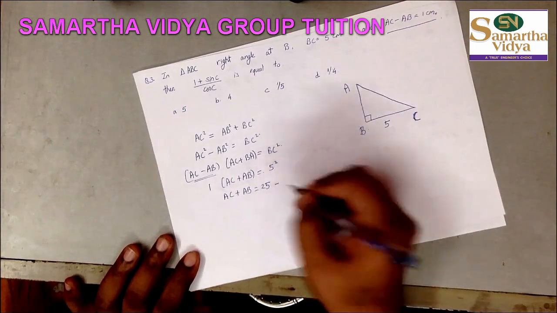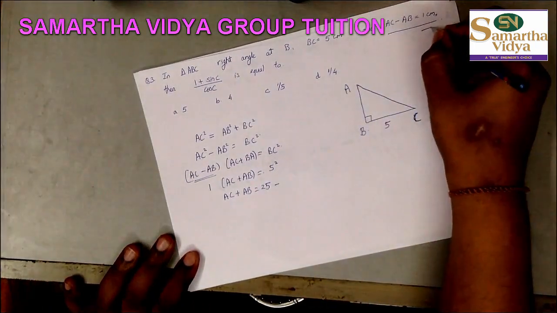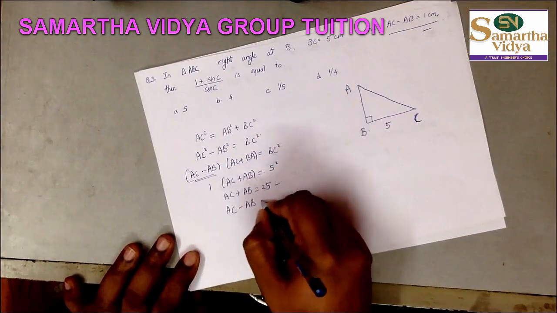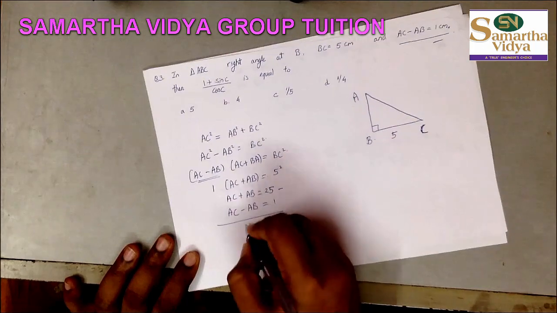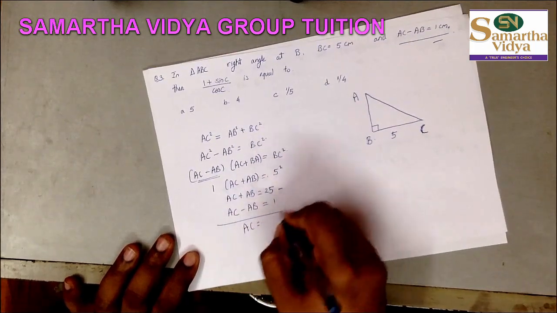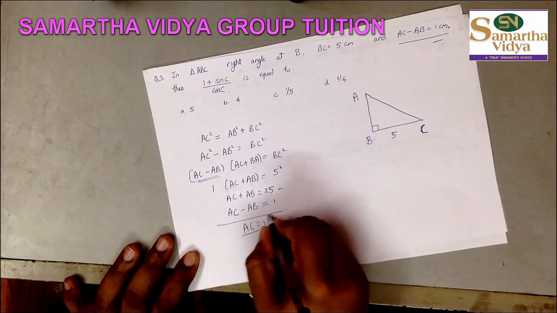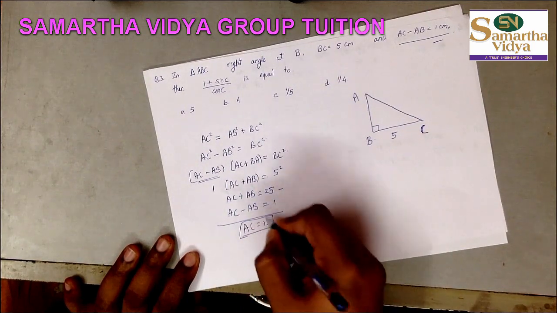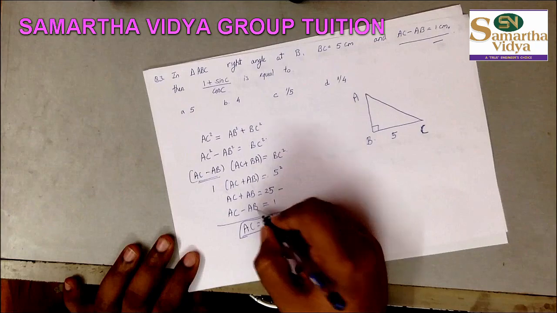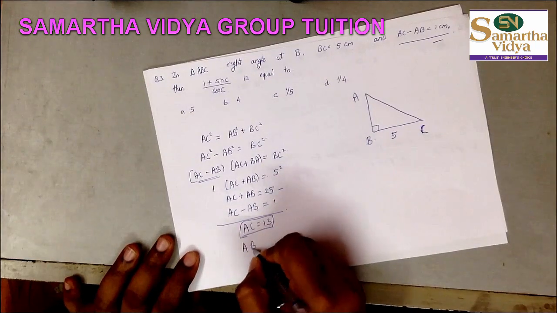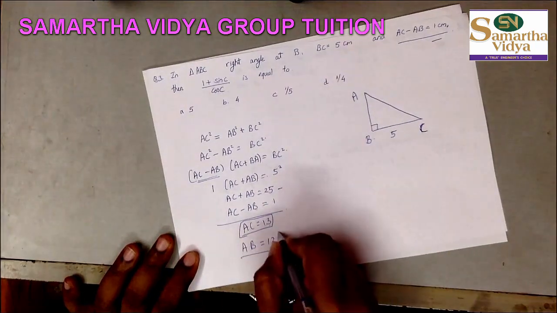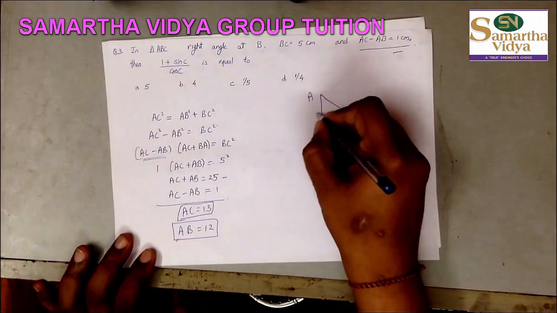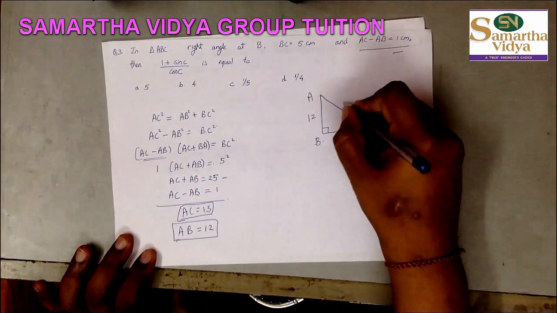So now this is one of the equations and this is the other equation. If we just simply add them up, we'll be getting AC as 13. Now if my AC is 13, I can just simply substitute over here and I will get AB as 12. So just substituting in the figure, AB is 12, AC is 13.